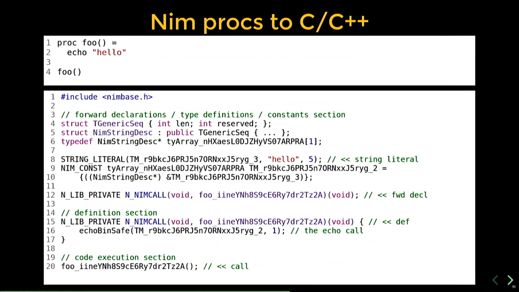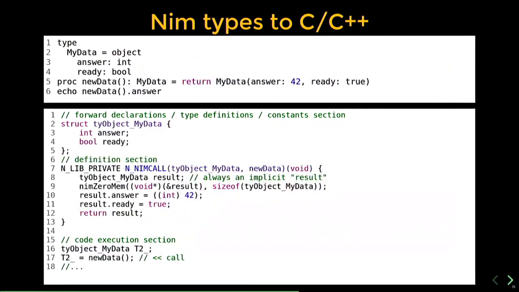But anyway, at some point here in the source file, we have the literal hello, which is a string literal. At some point later, we have a forward declaration for the foo function, which is just a forward declaration in C. Then we have the definition of foo. And at the end, in some initialization code, whatever should be executed in the main scope, we have a call to foo. And it's just C code.